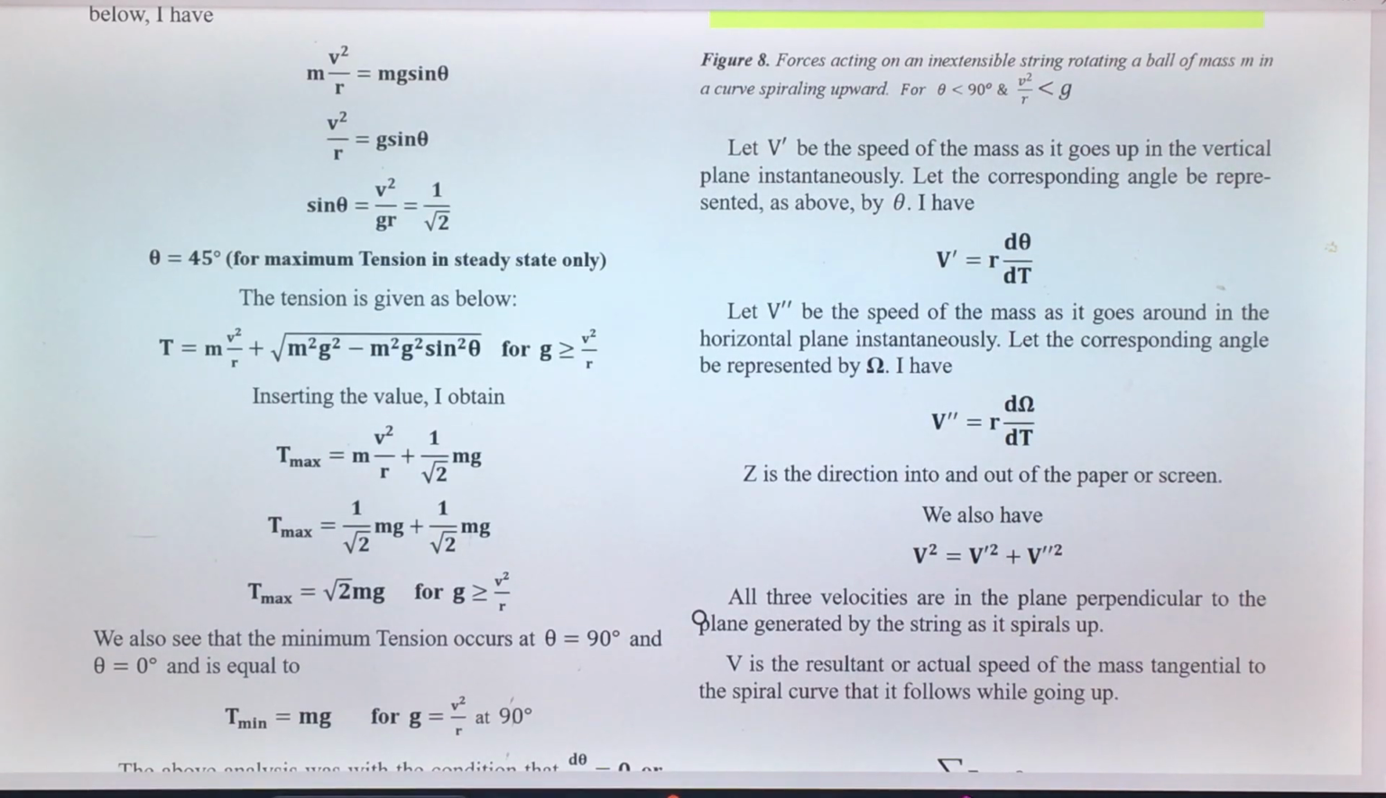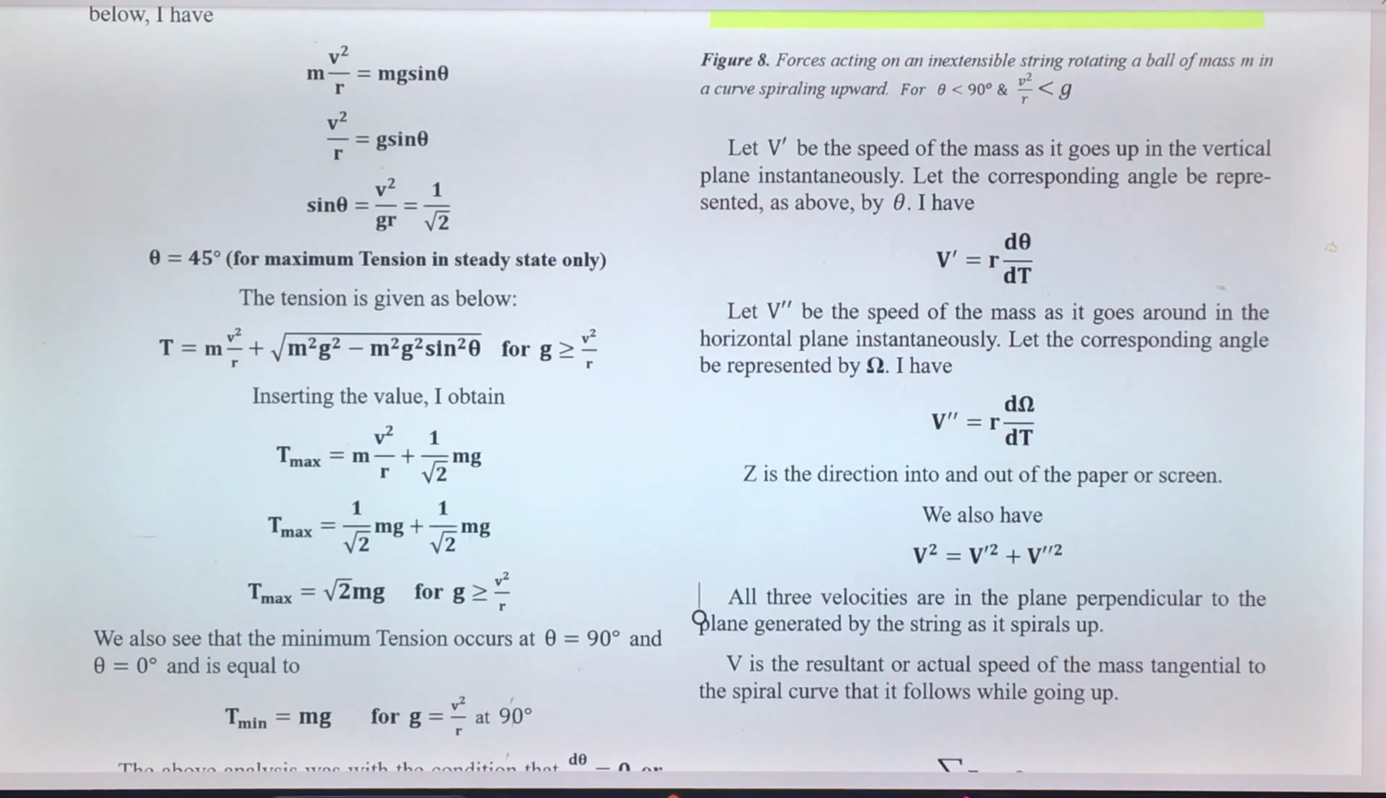Let the corresponding angle be represented by phi. I have v double prime is equal to r d phi over dt. Z is the direction into and out of the paper or screen. We also have v square is equal to v prime square plus v double prime square. Now all three velocities are in the plane perpendicular to the plane generated by the string as it spirals up, the plane of the cone, the spiraling cone.